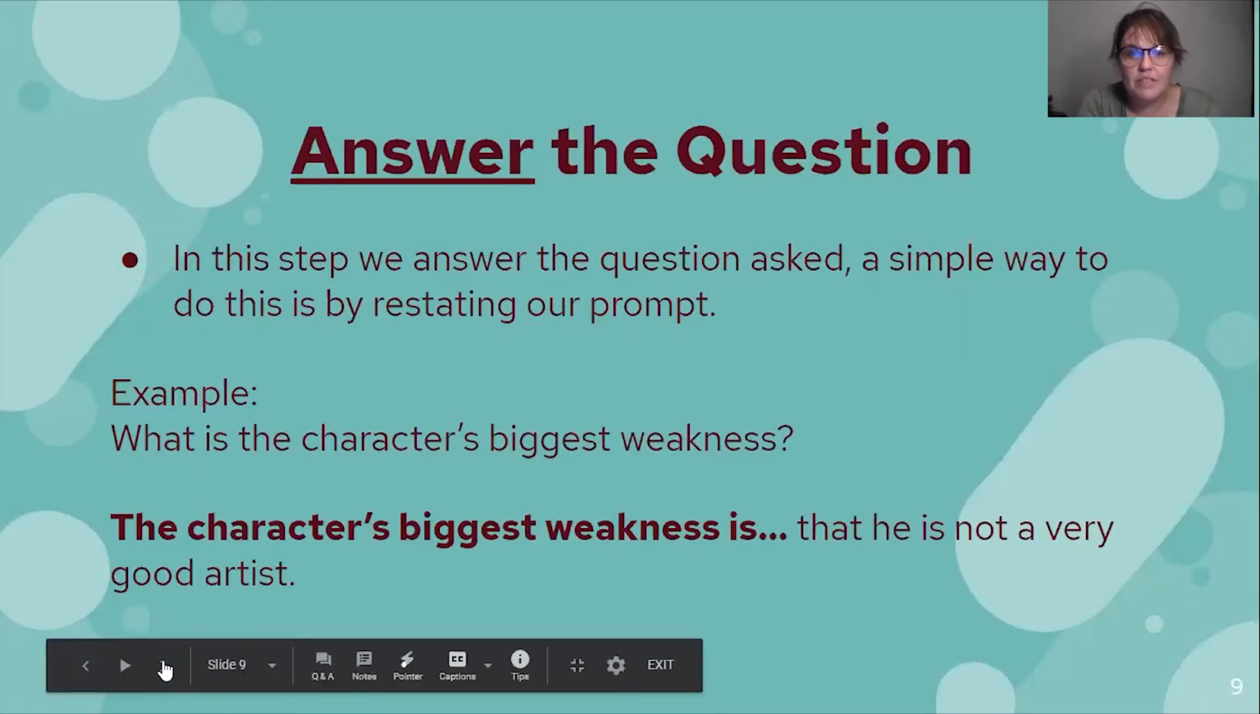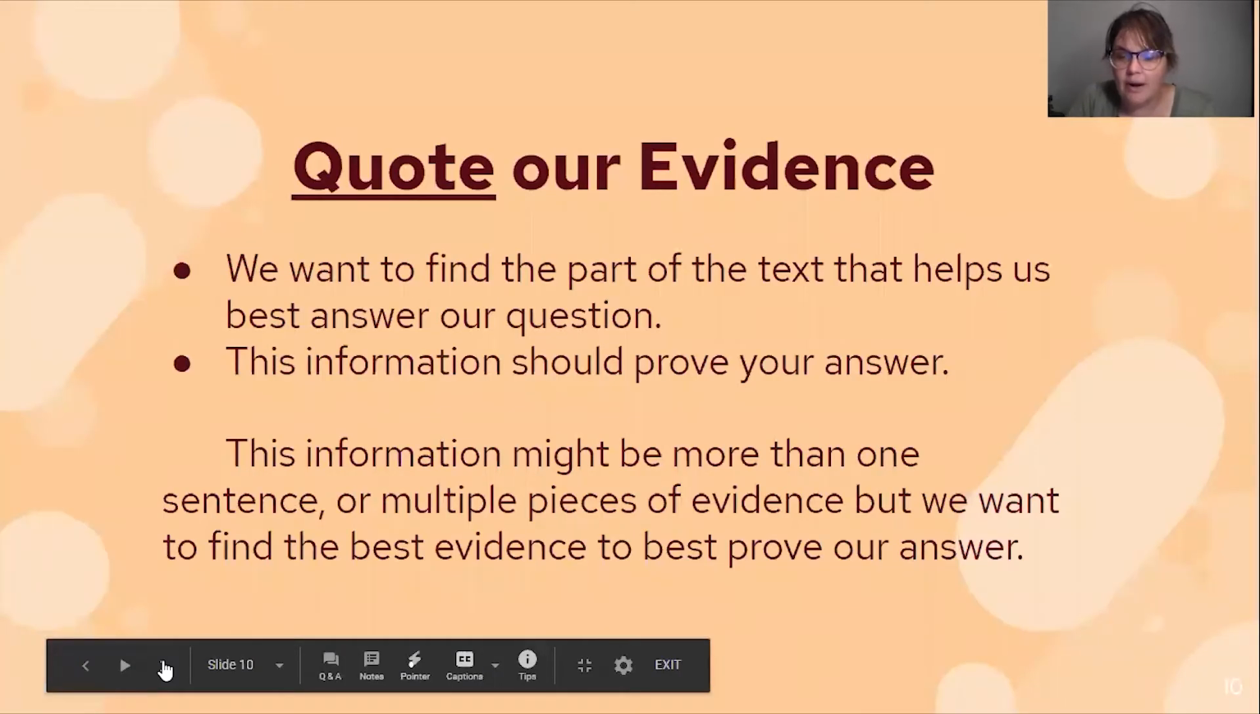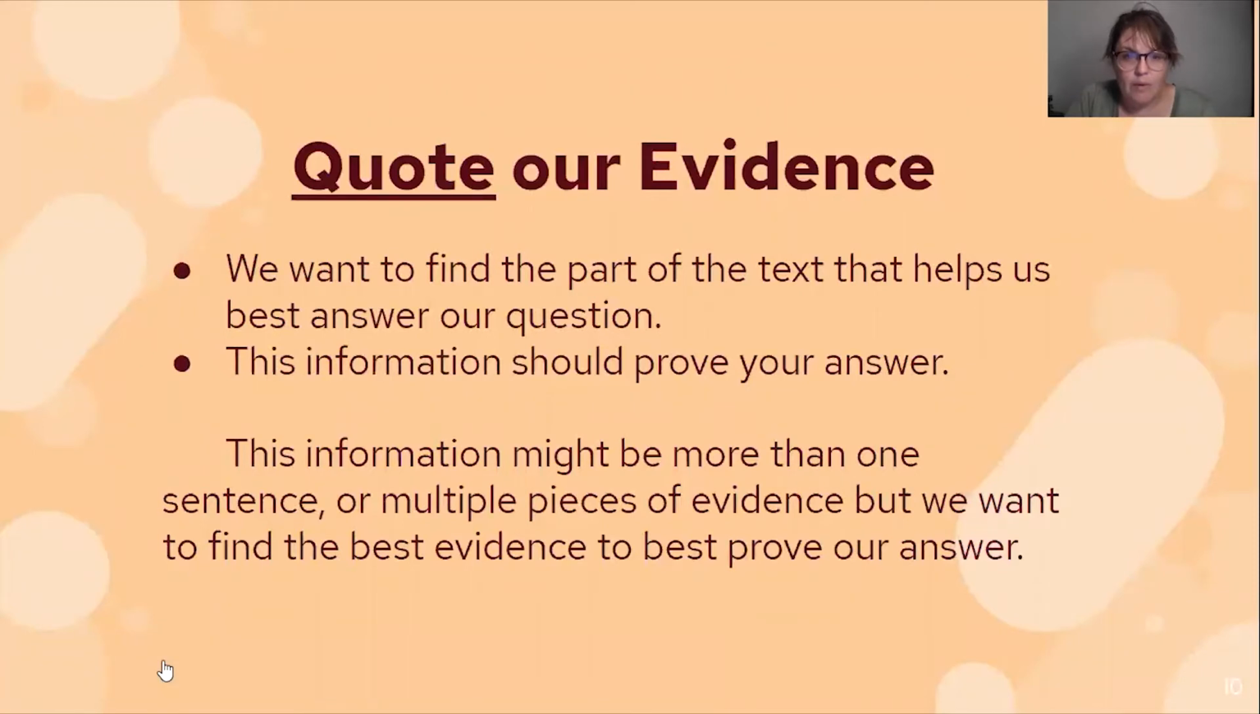The next step in this strategy is to quote our evidence. We want to find the part of the text that helps best answer our question. This information should prove your answer. This information might be more than one sentence or multiple pieces of evidence, but we want to find the best evidence to best prove our answer.